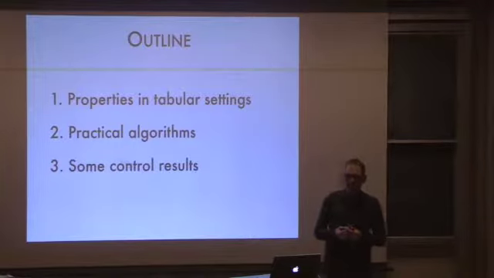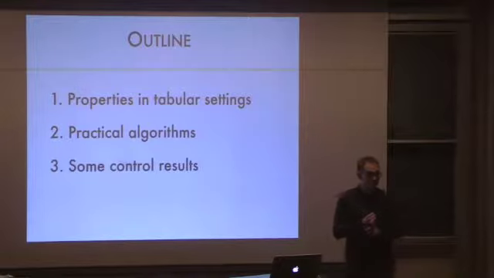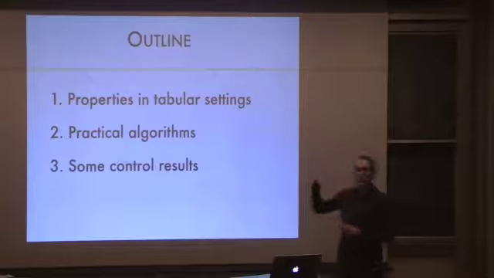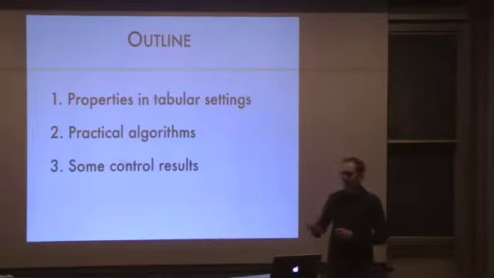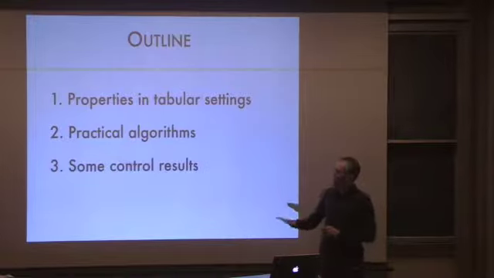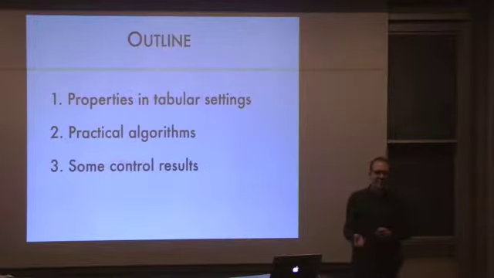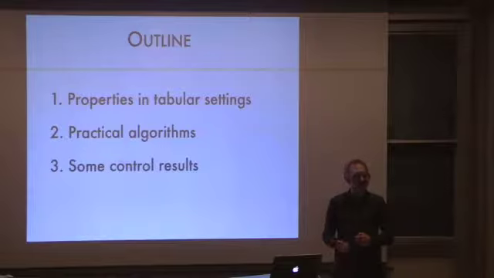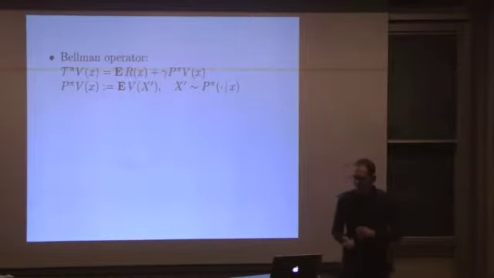Okay. So let me outline the main three parts of this talk. First, I'll tell you about properties of this equation, and how it relates to the regular reinforcement learning setting. Then I'll tell you how this translates into practical algorithms. And I'll come back to the optimality questions. Most of this talk is going to be about the policy evaluation setting, where we fix the policy. Okay, so let's get started.